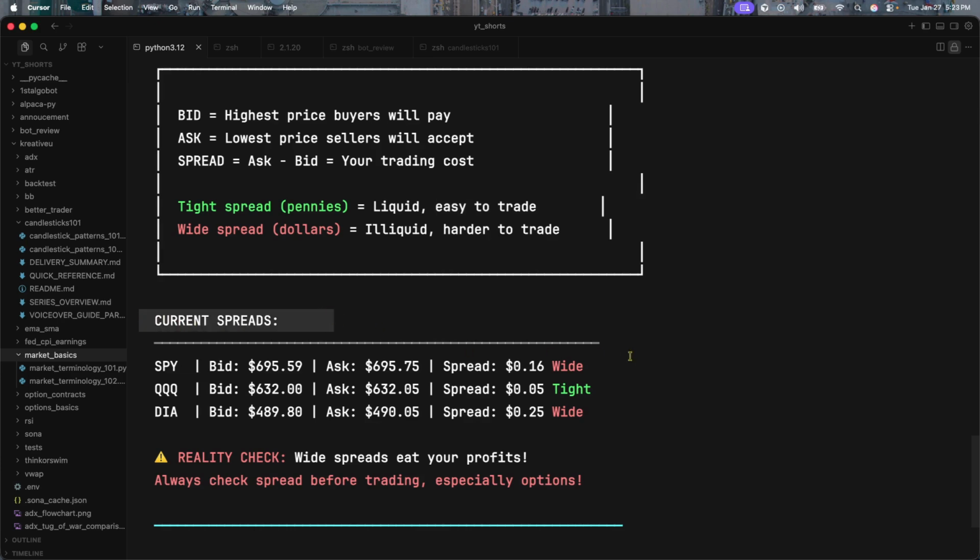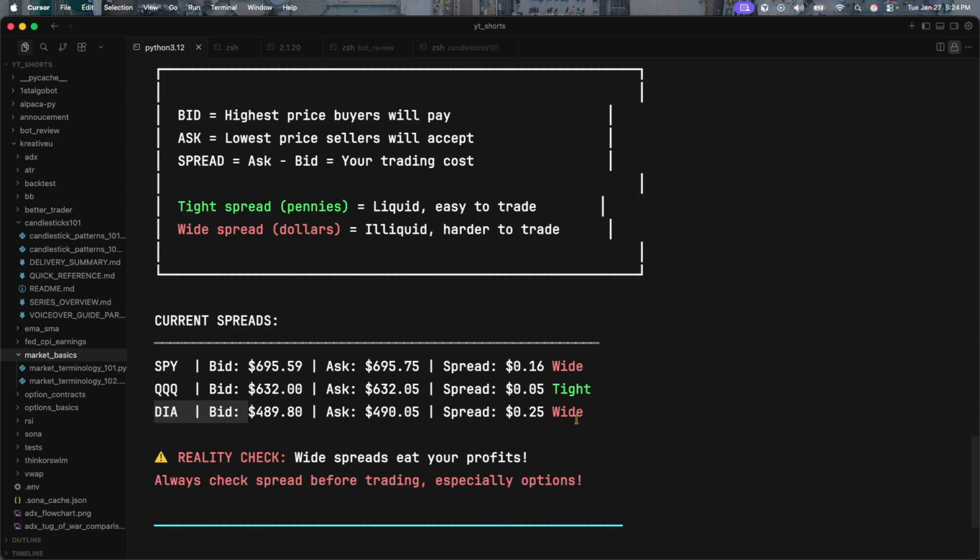So current spreads, and this is kind of going against the grain, but just current spreads right now: the bid of 695.59, the ask of 695.75, the spread of 16, the spread is wide. QQQ 632, 632.05, the spread is tight, right? So it's easy to get in and out.